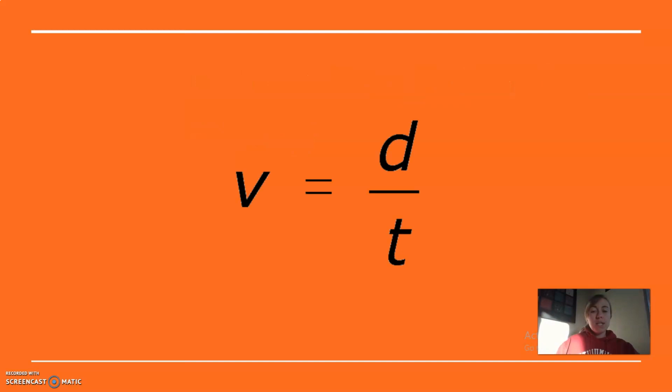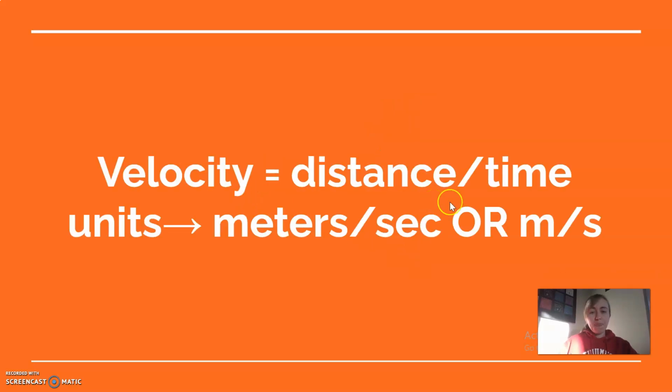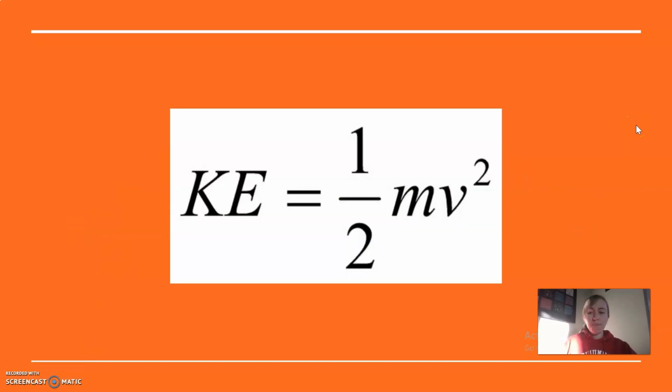Okay, so remember this is the formula for velocity. Think for a second, what does each part of this mean? So the V stands for velocity, the D stands for distance, and the T stands for time. So in order to find velocity, we are doing our distance divided by our time. This is it written out, and a reminder that the units for velocity are meters per second, or we can abbreviate that as m/s, meters per second.